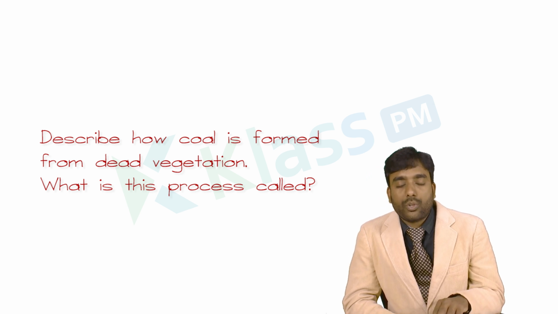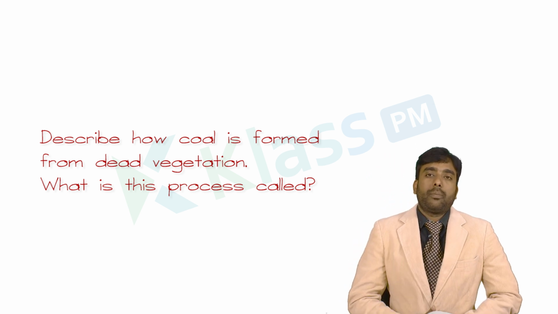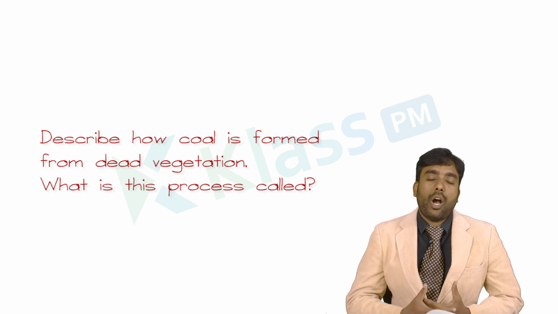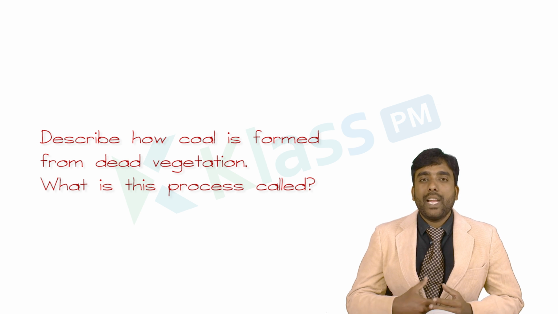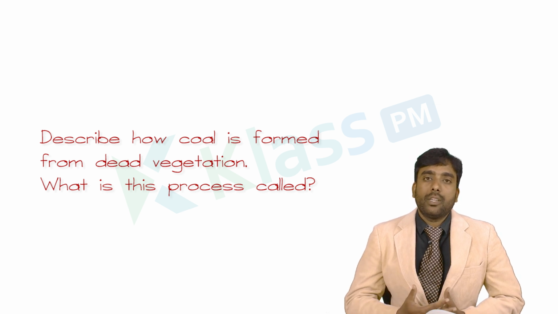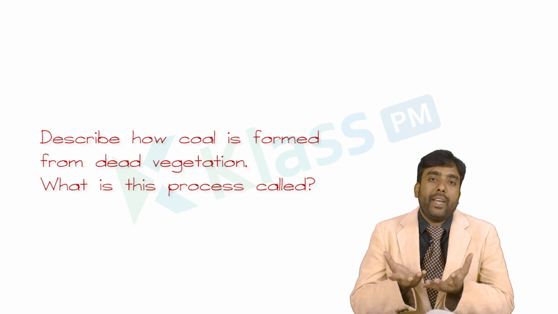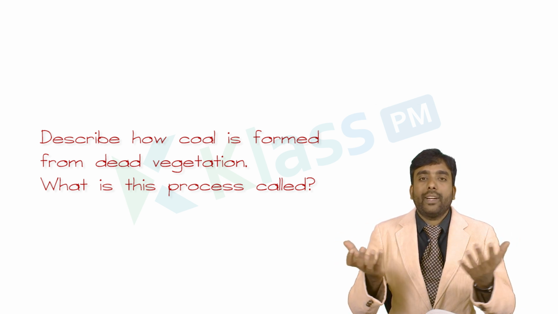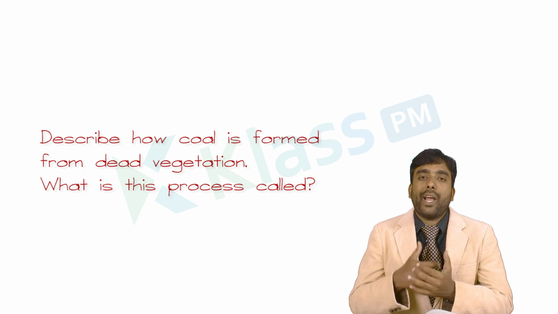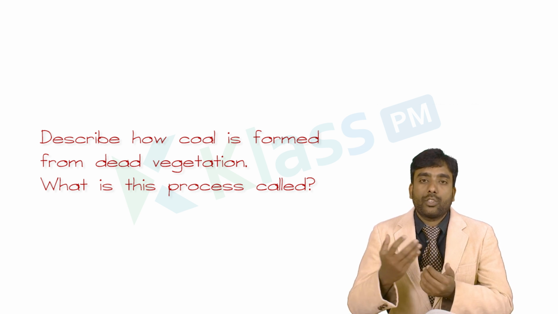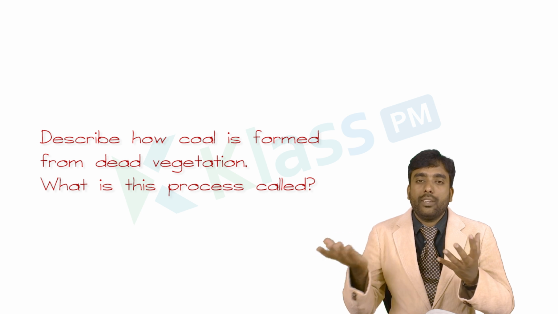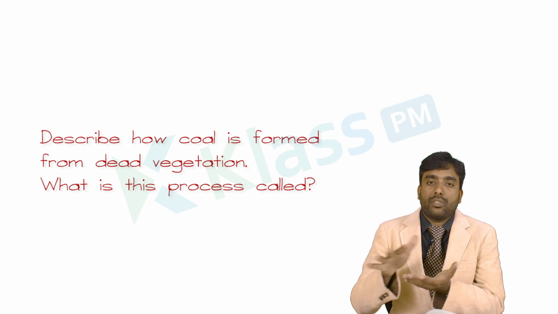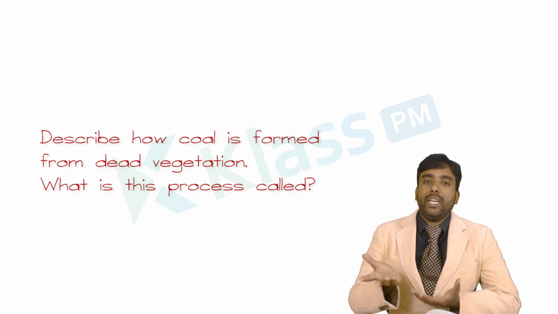Third question: describe how coal is formed from dead vegetation. What is the process called? Okay, we'll see the process of how the coal is formed. So millions of years back, the low-lying wetlands on the earth were covered with dense forest. Due to some natural disaster like earthquakes or floods, these trees and forests were submerged into the earth layer.